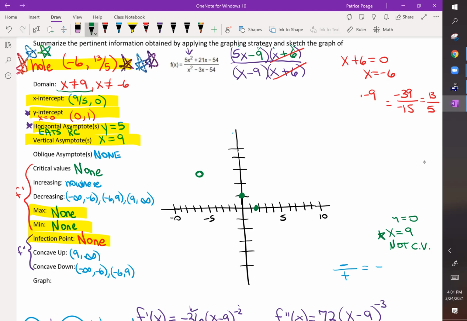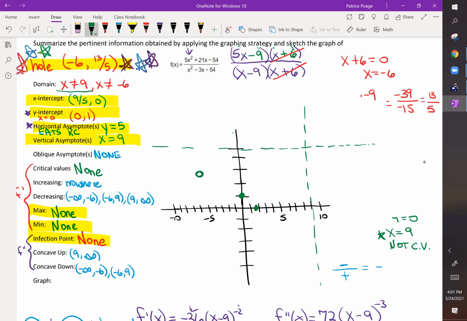All right. Then I have a horizontal asymptote at 5. That's an imaginary line that I might could cross once if it's in the middle. And then a vertical asymptote at 9. That is an imaginary line we do not cross. All right, well, those are the important points.